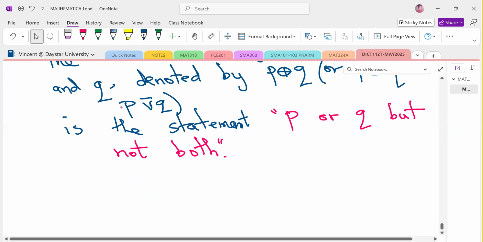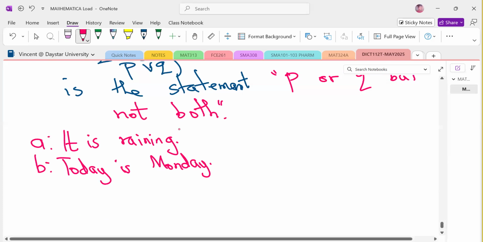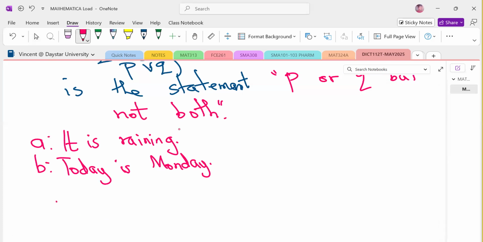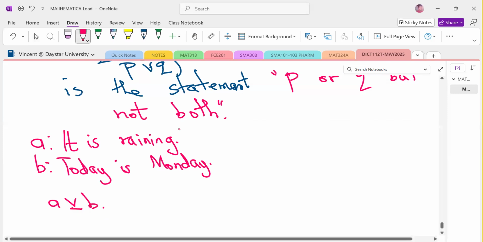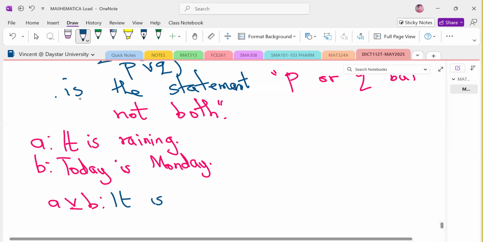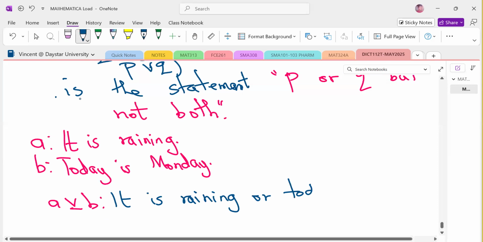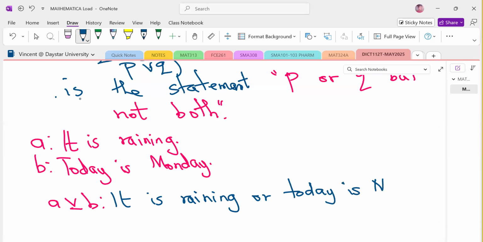So for example, if I have statement A, it is raining, and I have statement B, today is Monday, then if I want to bring the exclusive nature of the disjunction and I write this statement, this will mean it is raining or today is Monday, but not both.